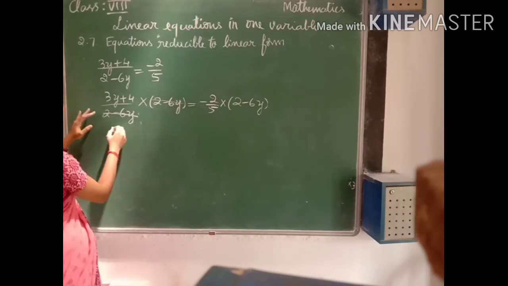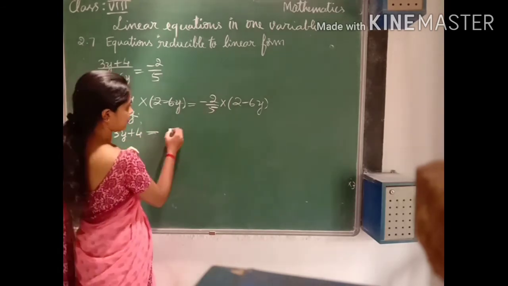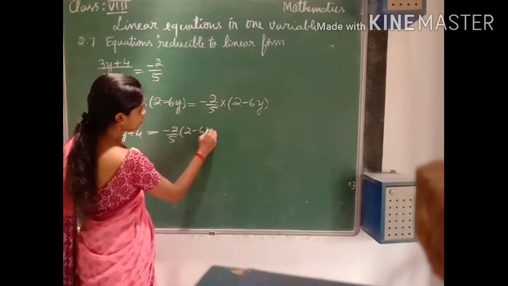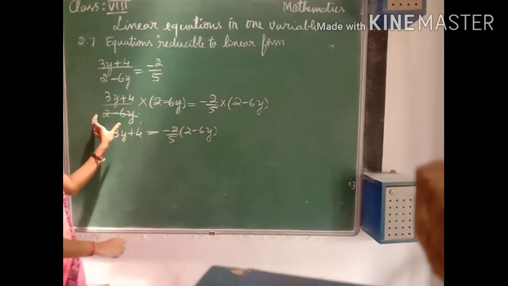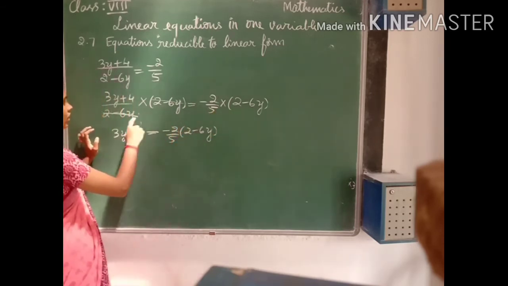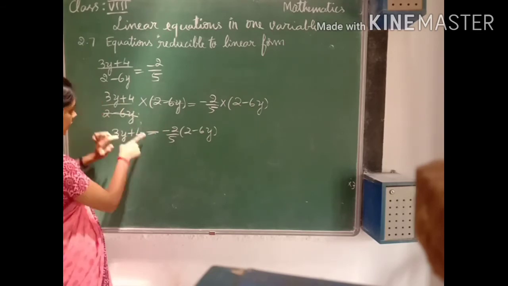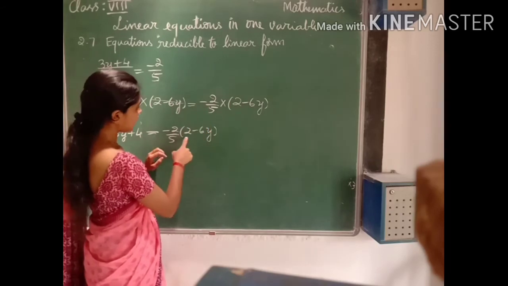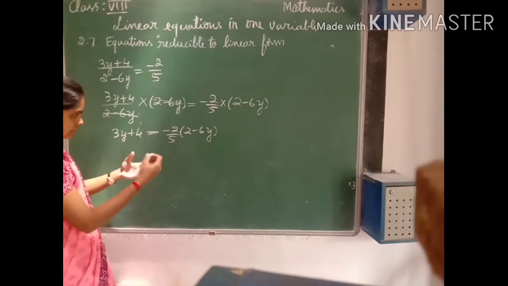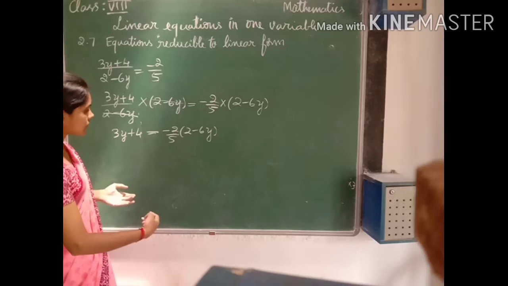Then what remains? 3y plus 4 is equal to minus 2 by 5 in the bracket 2 minus 6y. Got it? I have taken the denominator and multiplied both the sides by that. So, these terms get cancelled. 3y plus 4 is equal to minus 2 by 5 in the bracket 2 minus 6y that remains now. Now, this is in the linear form. Now, let us find the solution for that.